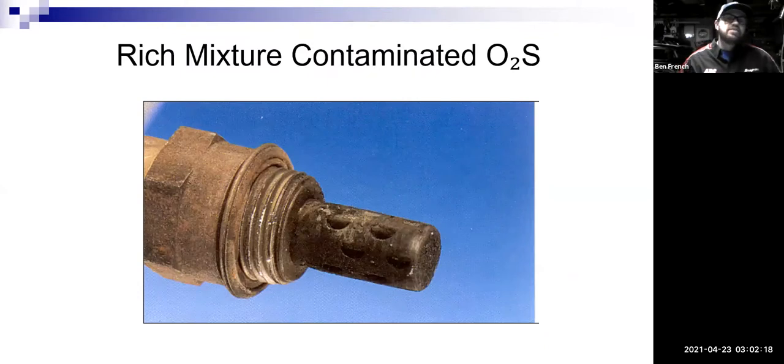An excessively rich mixture can kill an oxygen sensor. So here's a scenario. The coolant temp sensor fails. The engine stays in open loop all the time. It runs too rich. The rich run then contaminates the O2 sensors and they go bad as well. You fix the coolant temperature sensor and you're still not done. Okay, so rich run can kill those O2 sensors.